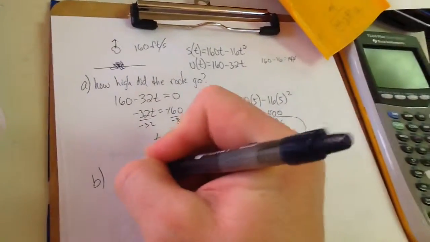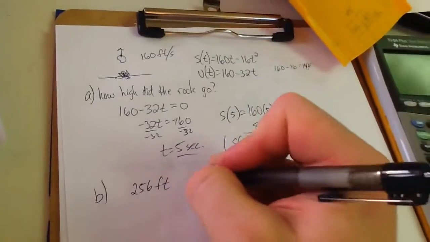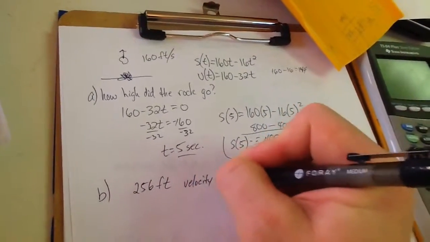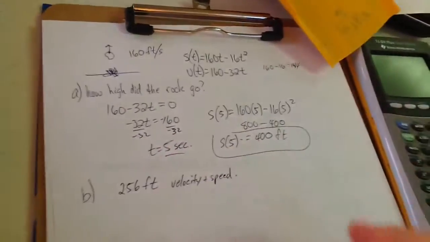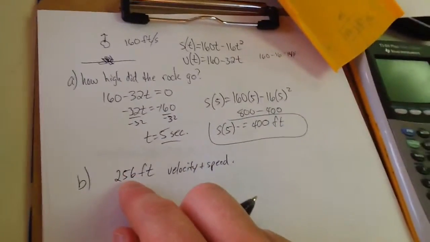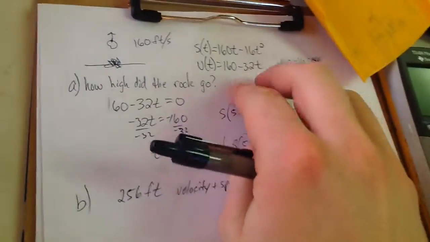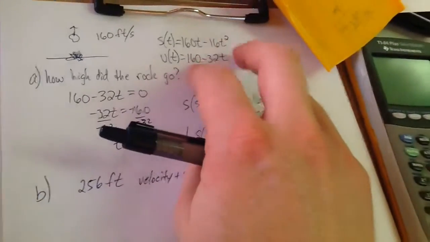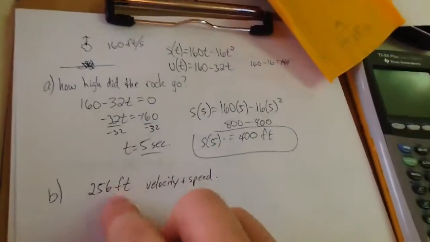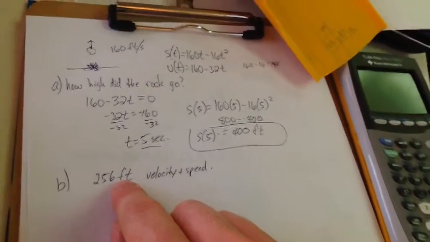So when it's 256 feet off the ground, how fast is it moving, basically? Or what is the velocity and speed? So we're trying to find velocity and speed. Well, the speed is just the absolute value of velocity, so this will be easy. Our variable here is t, so we need to figure out how much time it took for it to get to 256 feet off the ground. That'd be the way to go here.